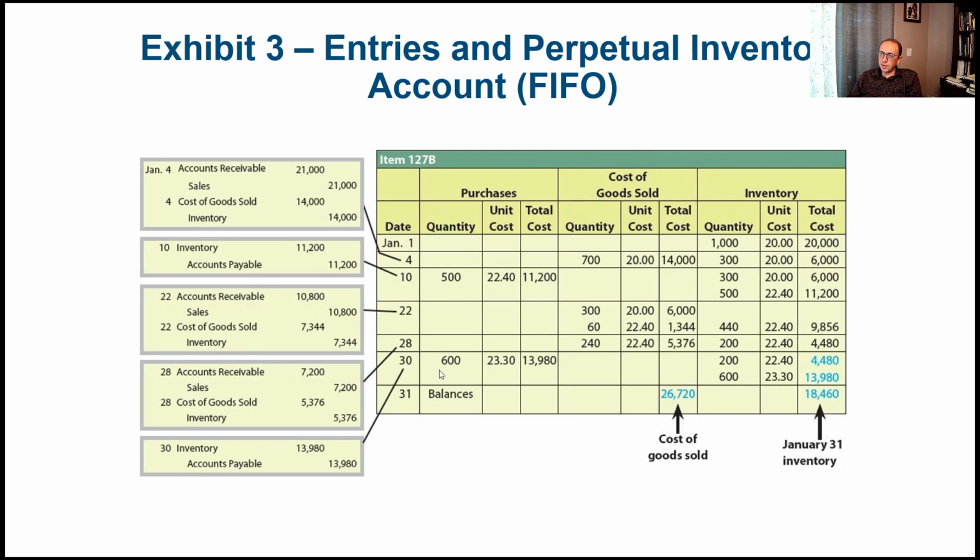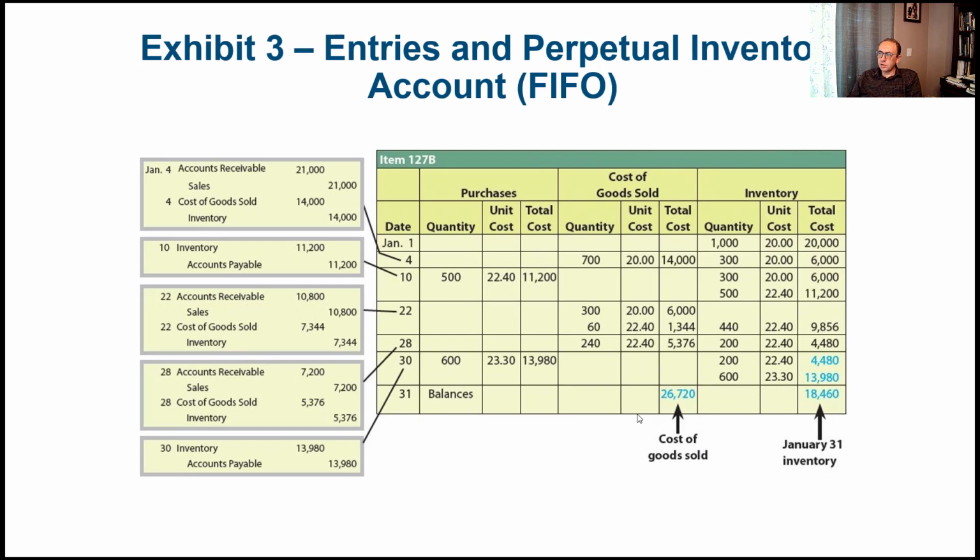And then on the 30th, we purchased another 600 units at 23.30 for a total of 13,980, and we got this 13,980 by multiplying these two values together. And now we have two batches, a batch of 200 at 22.40 and the 600 at 23.30. So multiplying each one of them gives 4,480 and 13,980.